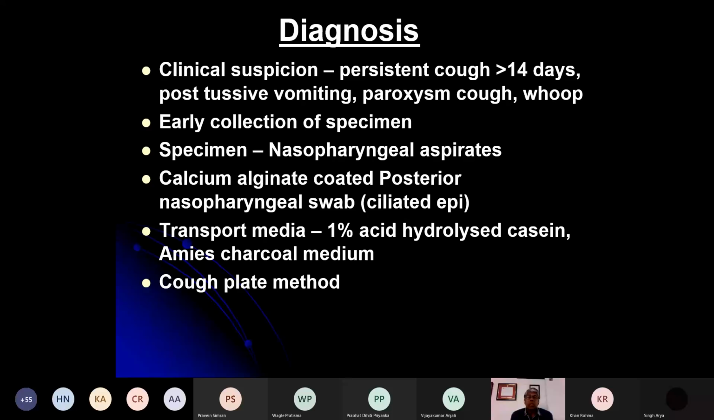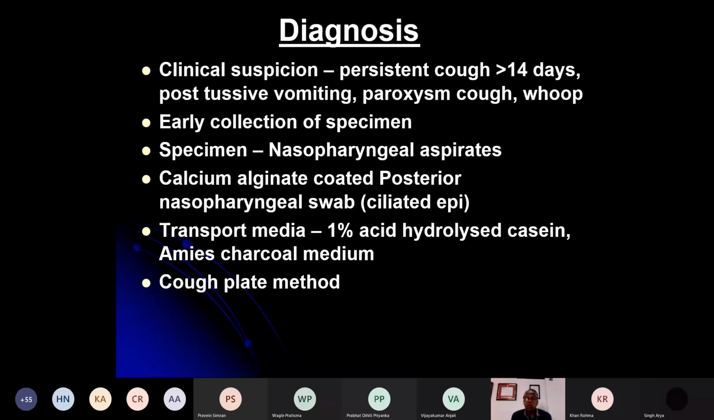But to diagnose it in the laboratory, you need to collect the specimen very early during the early part of the disease manifestation. And the specimen is the same that we collect for COVID, that is nasopharyngeal swab. You pass the swab parallel to the nose, not up, but parallel to the palate. So it goes into the pharynx, it rubs over there at the posterior nasopharyngeal part, and you take out the swab and then transport it in 1% acid hydrolyzed casein.